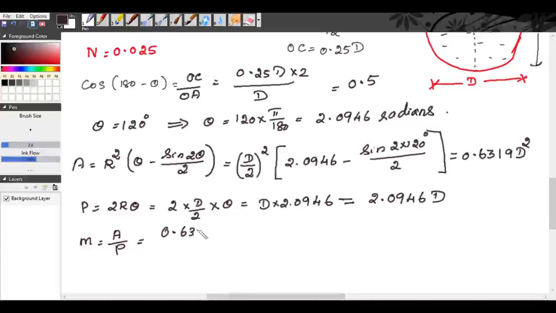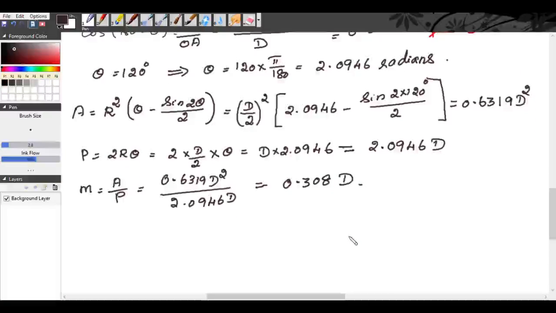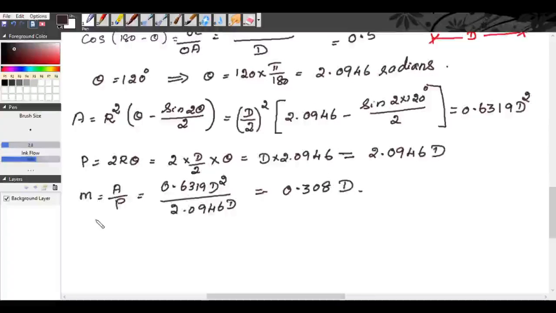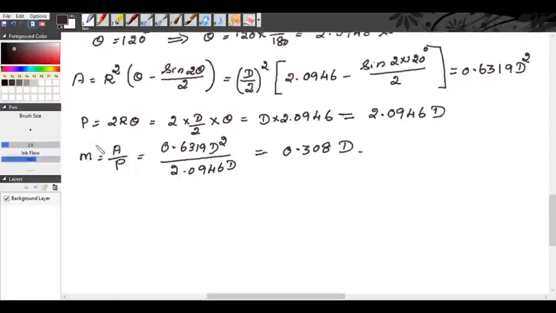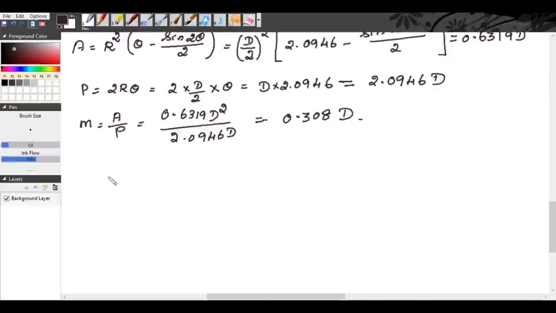Now, we will find the hydraulic mean depth M is equal to A by P. So 0.6319 D square divided by 2.0946 D, we get the hydraulic mean depth as 0.308 D. Now, Manning's constant N is given. We know Manning's formula is used to find the Chezy's constant. So we know the Manning's formula for Chezy's constant.